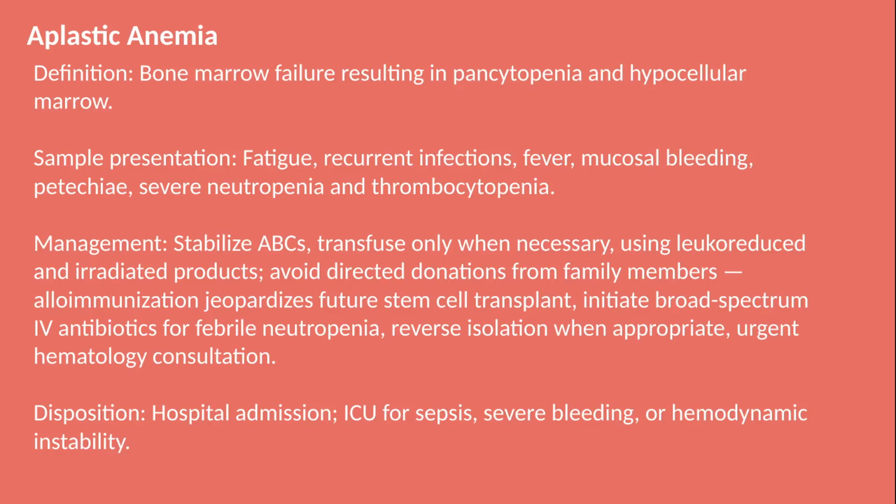Aplastic anemia is bone marrow failure, a hypocellular marrow producing pancytopenia across all 3 cell lines. Patients arrive with fatigue and pallor from anemia, recurrent infection and fever from neutropenia, and mucosal bleeding or petechiae from thrombocytopenia. The clue that separates this from a consumptive process is the reticulocyte count. It is inappropriately low because the marrow is not making anything.